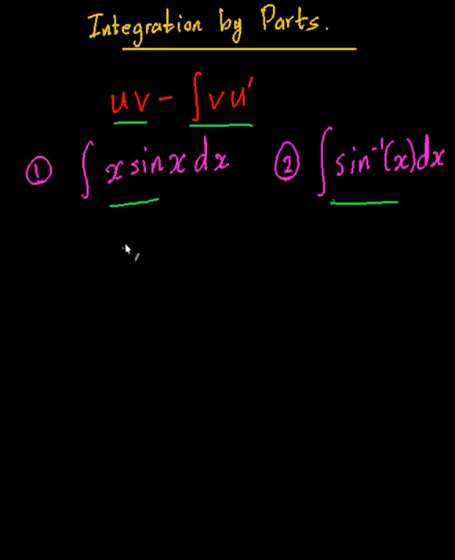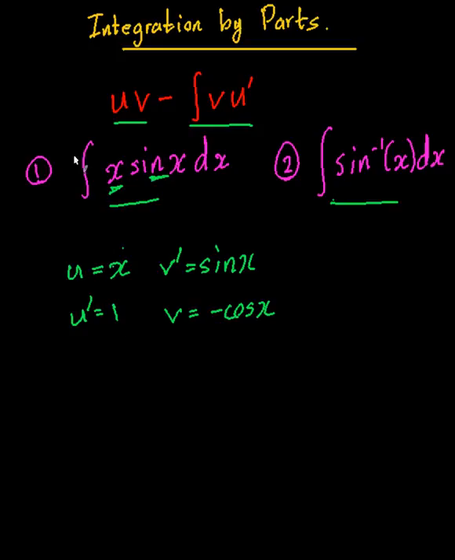The key idea is to decide what is equal to u and what is equal to v dash. Whatever you can easily differentiate, you set equal to u. And whatever you can easily integrate, you set as v dash. So here we go. v dash is equal to sine x, u is equal to x. So u dash in this case is going to be equal to 1. The integration of sine x will be equal to minus cos x.